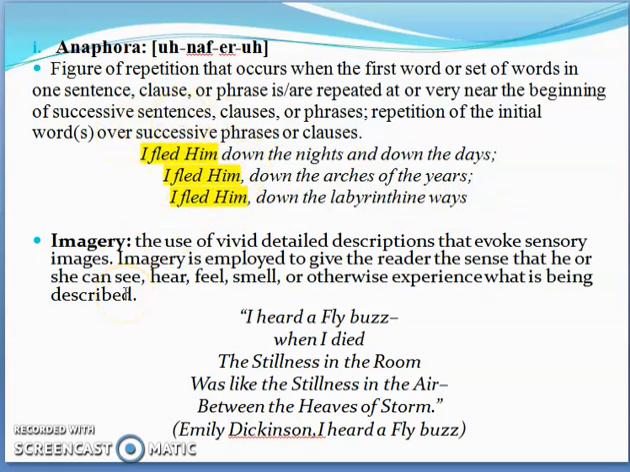Imagery is the use of words to describe the scene. So it is more descriptive in nature. Imagery can use color, smell, all the five senses, and you can use them to create word pictures in the mind. For example, this is by Emily Dickinson: I heard a fly buzz when I died. The stillness in the room was like a stillness in the air between the heavens and the storm. So you create images with words, and these usually pertain to the senses: how you see things, how you hear them, how you feel them, how you smell them. So you need to express all those senses in words.